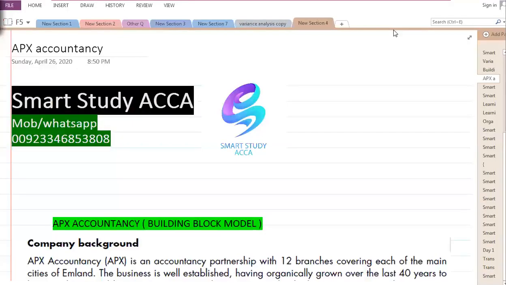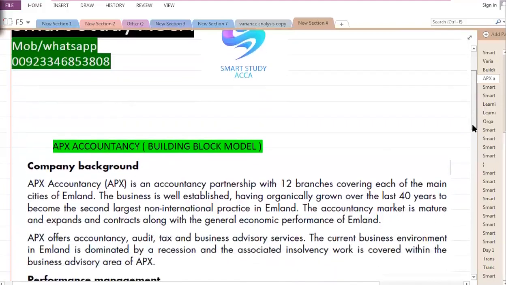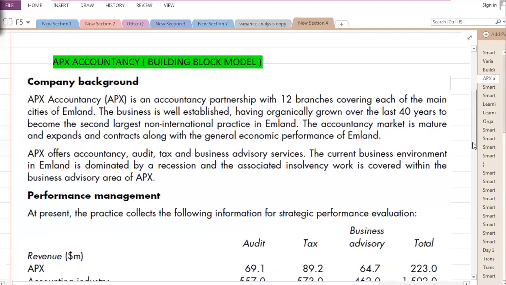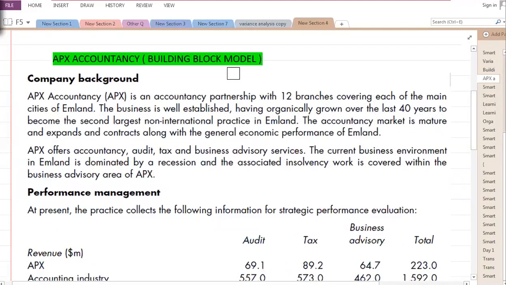Question APX accountancy. This is a slightly advanced level question on the building block model, slightly advanced for your level. The reason we want to do this question is so that you can see the building block model in more detail, and if it is tested at a slightly difficult level even in your exam, you should be able to do it. Building block models can be tested up to 10 to 15 marks in your exam, so it can be a big question.